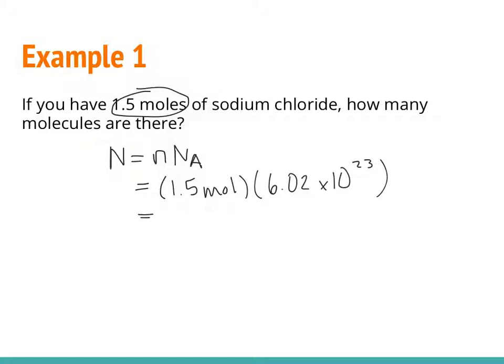When we do this calculation, you get 9.03 times 10 to the 23, but we want two significant digits, so 9.0 times 10 to the 23 molecules. And that is the number of molecules in 1.5 moles of sodium chloride.